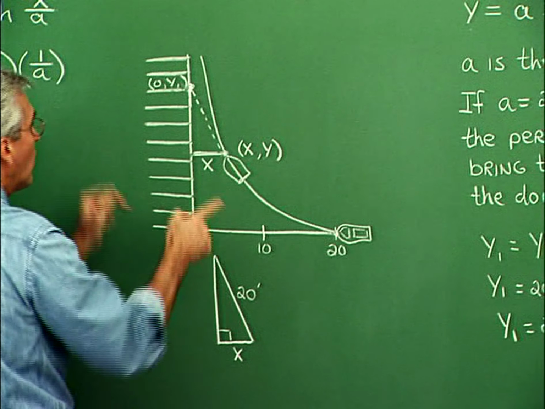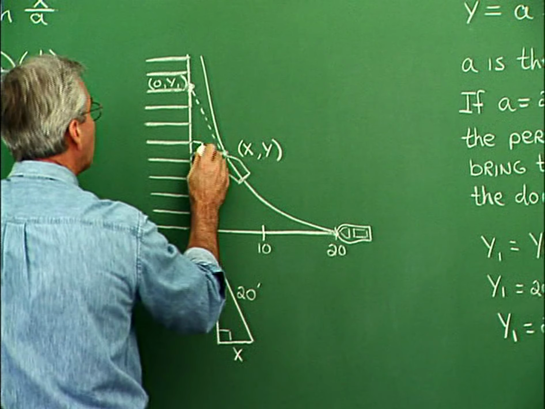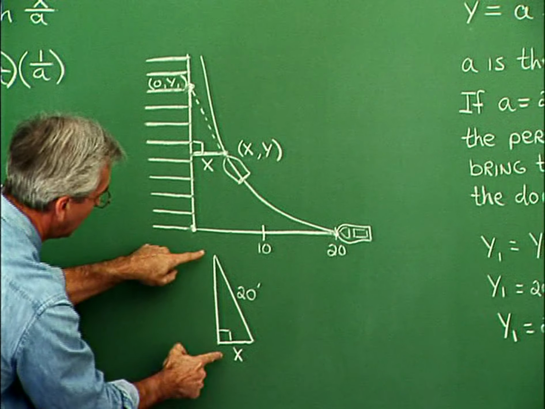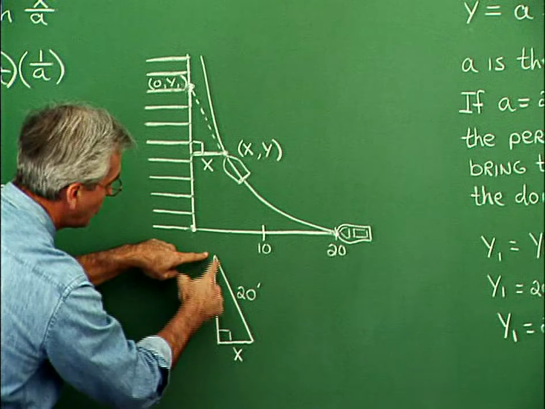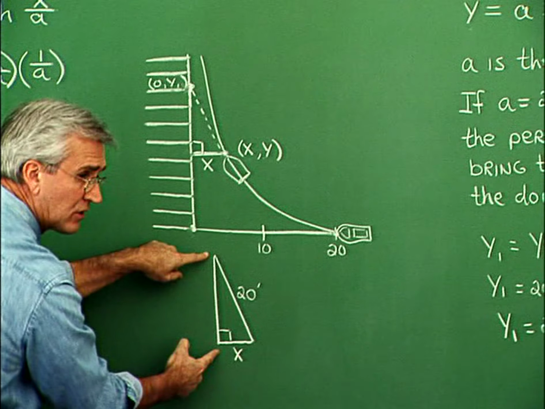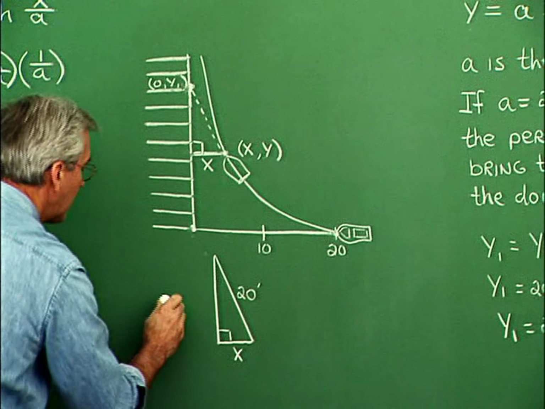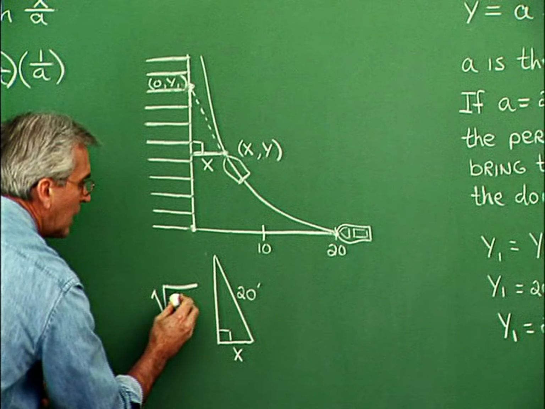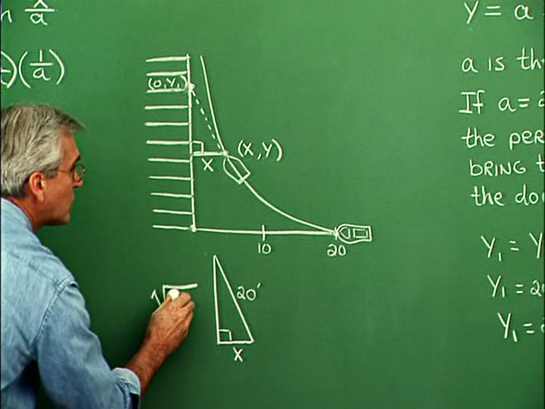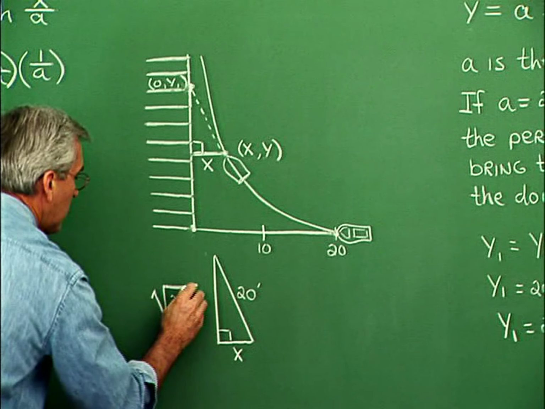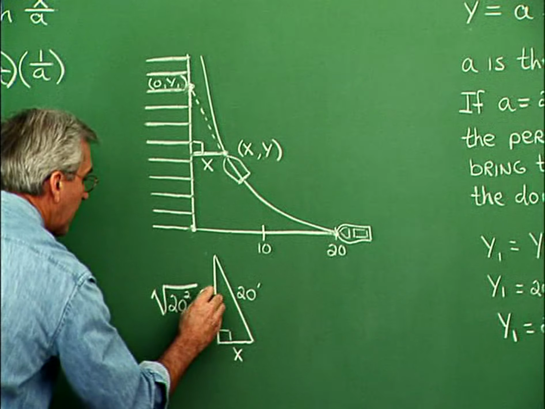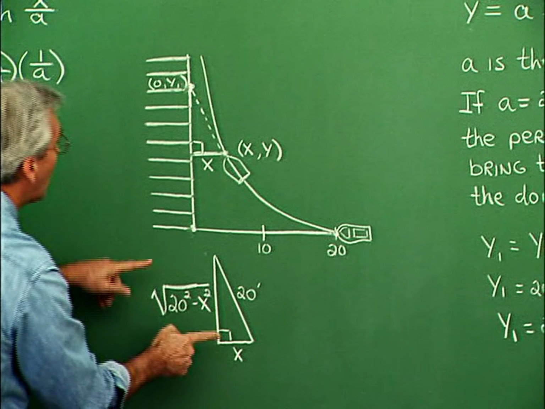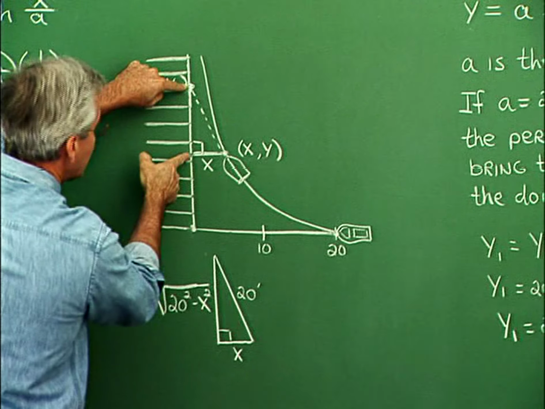Okay. Now, this is just a right triangle. The length of the rope is 20 feet. I've reproduced this right triangle down here. So the rope is 20 feet. The distance here is x. So using the Pythagorean relationship, we'll find out that this is the square root of 20 squared minus x squared. All right. So that's this distance.